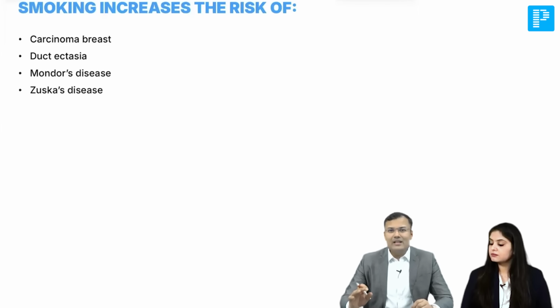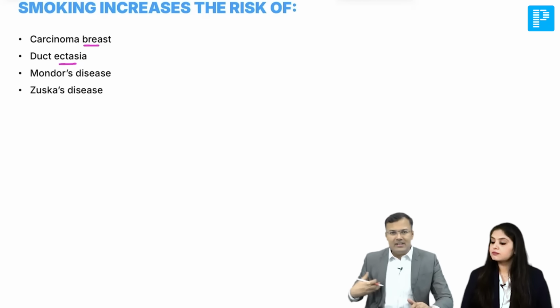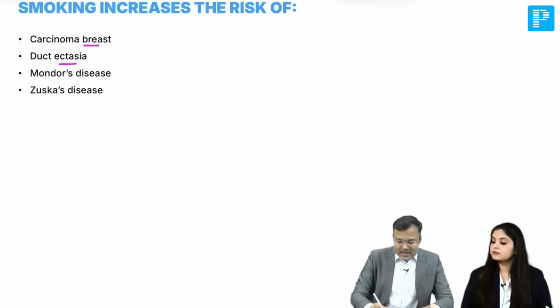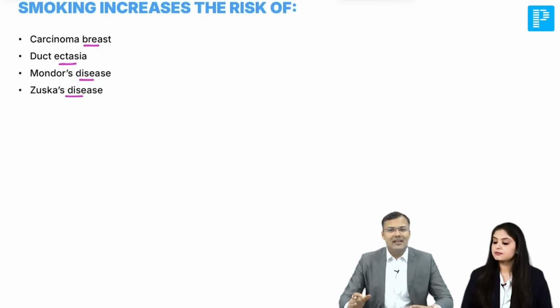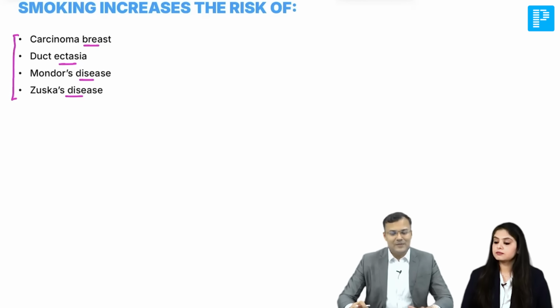And because of that, guys, what's the big problem? Smoking related conditions are also increasing. Smoking is a risk factor for CA breast. It's a risk factor for duct ectasia. It's a risk factor for Mondor's disease. You know what is Mondor's disease? Superficial thrombophlebitis of inframammary veins, and Zuska's disease. This is also known as recurrent periductal mastitis. So smoking increases the risk of these conditions.